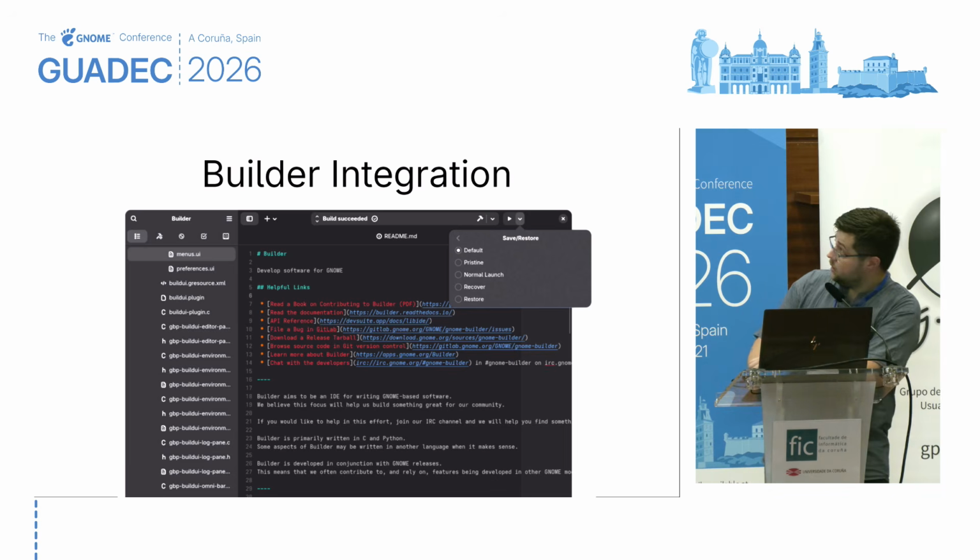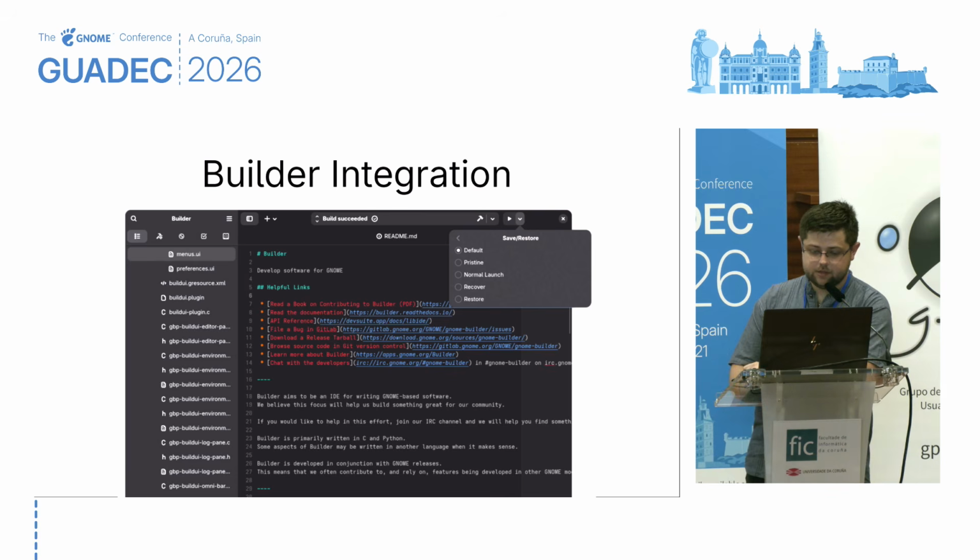So in GNOME Builder, and this is already there today, though it doesn't do much because this all hasn't landed yet, next to the run button, you can drop down in there, and there's an option to emulate a restore reason.